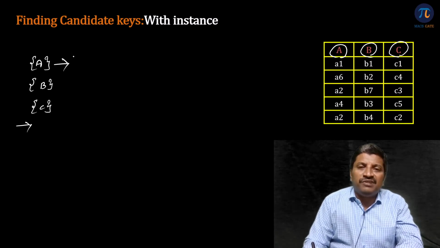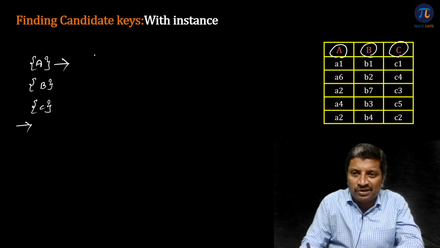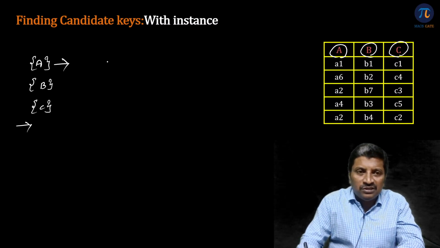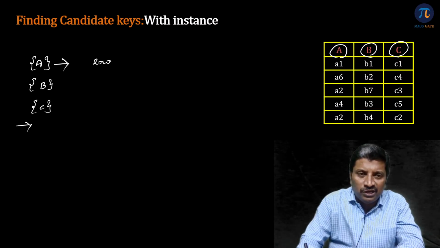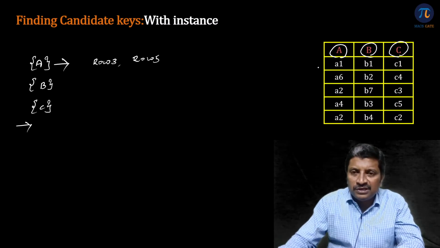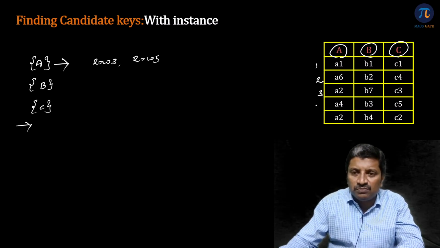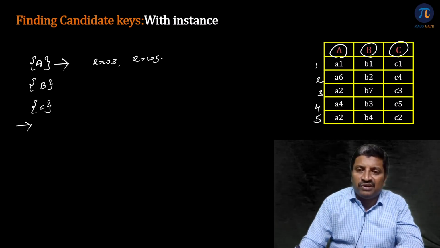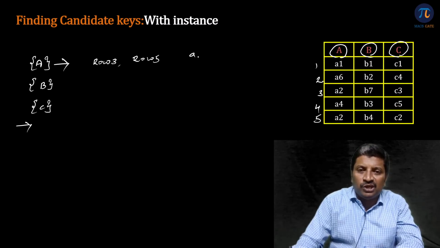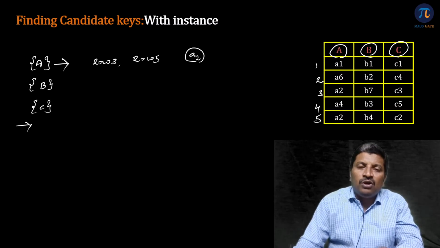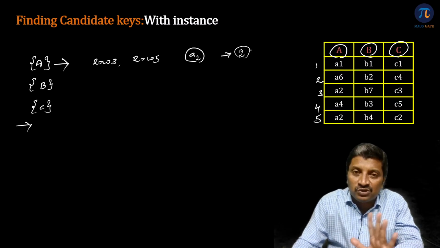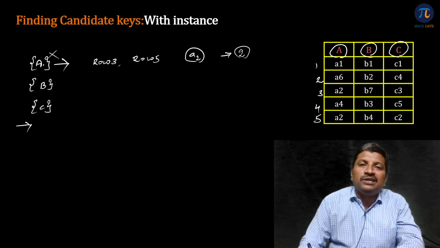In this, verify whether there are any duplicates in that particular column. A1, A6, A2, A4, A2. That means row 3 and row 5 are both having the same values. If I call who is A2, how many records are responding? 2 records are responding, but only 1 record should respond. So this cannot be a key.